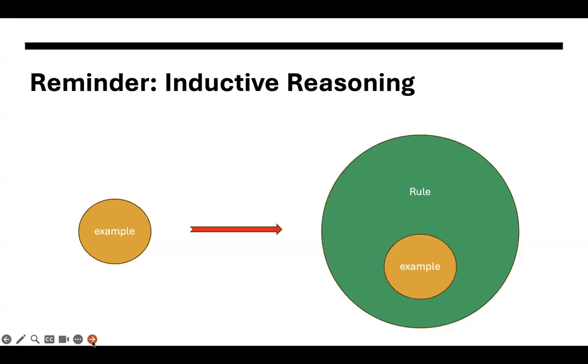Let's remember what we mean by inductive reasoning. By contrast to deduction, which looks at a rule and extracts examples from the rule, in inductive reasoning, we extract the rule from an example. We take an example and we generalize it, we broaden it to a rule.